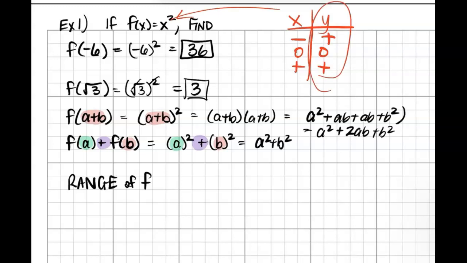So my range, I would say the y values of f of x are an element of the subset 0 in brackets, because we can get 0, to infinity, because we can get all positive y values.